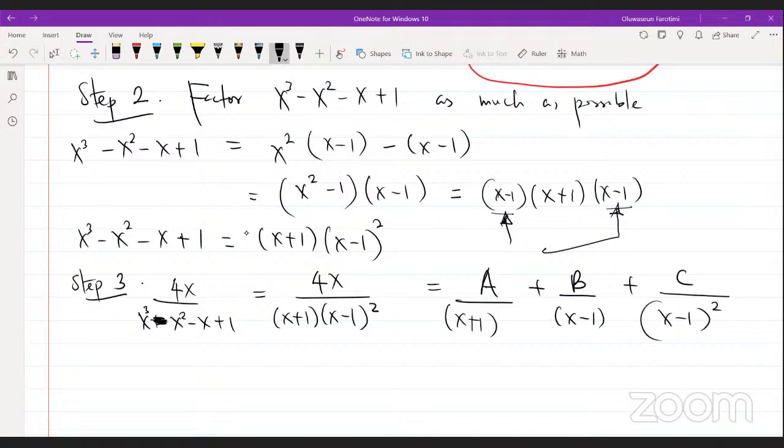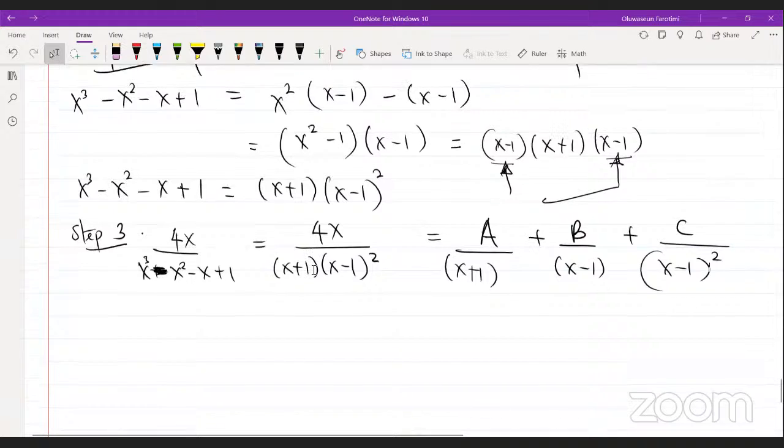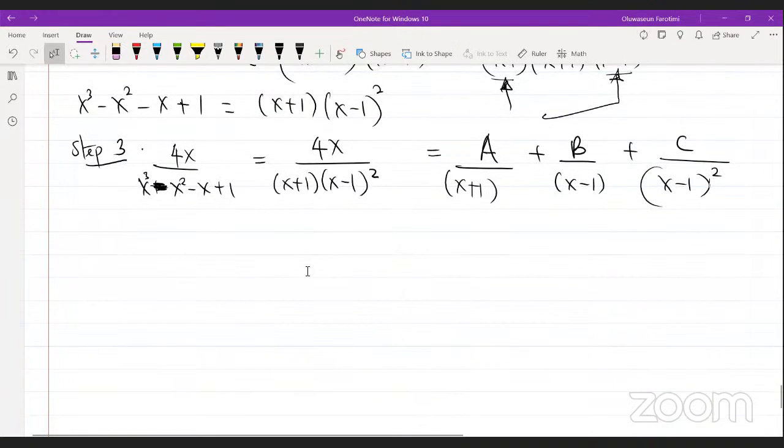Okay, so whenever it is linear and repeated, you give a constant to the first part, then you give another constant to the whole squared thing. So that's why we have B divided by x minus 1, then you have plus C divided by x minus 1 all squared. Okay, so it's getting more and more interesting.